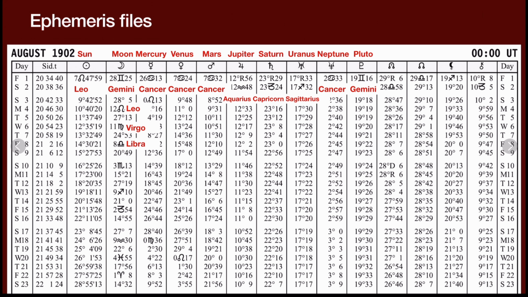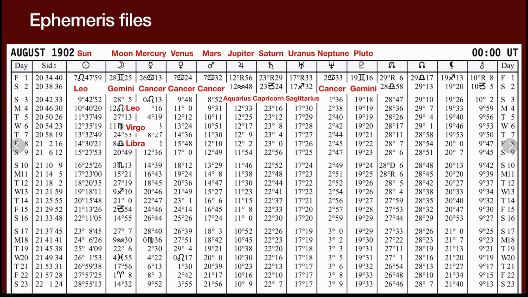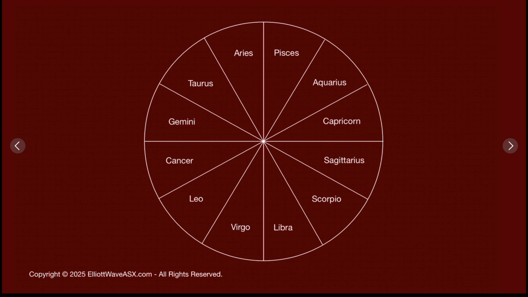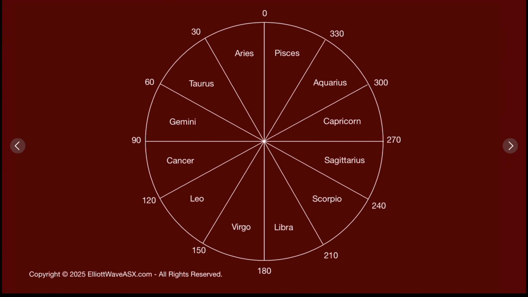Now, many of these names will be familiar to a lot of people, but remember, we're talking about mundane astrology, which is how planets affect everyday things, such as business conditions and, of course, the stock market. There are 12 signs, and as there are 360 degrees in a circle, each sign is 30 degrees. Now you need to know where each sign starts.